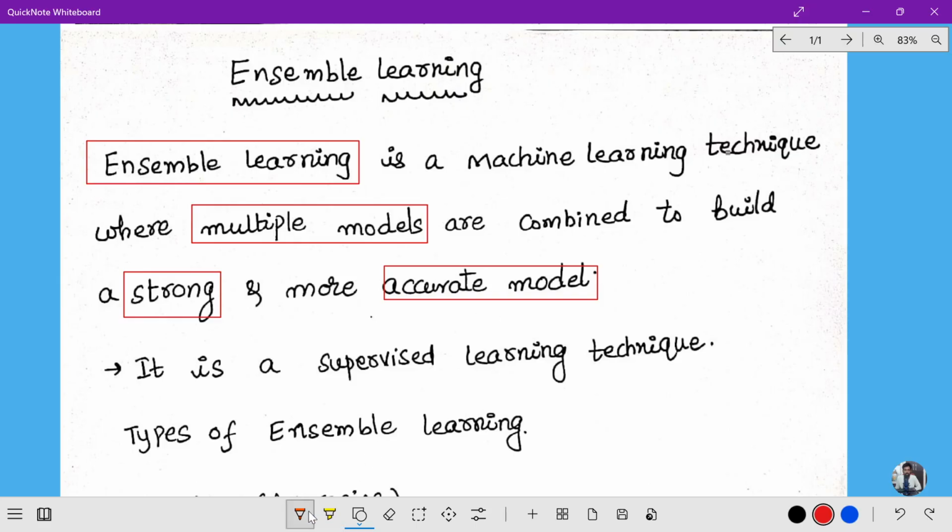Please remember, it is a supervised learning technique. What is the meaning of supervised learning technique? It uses the labels.